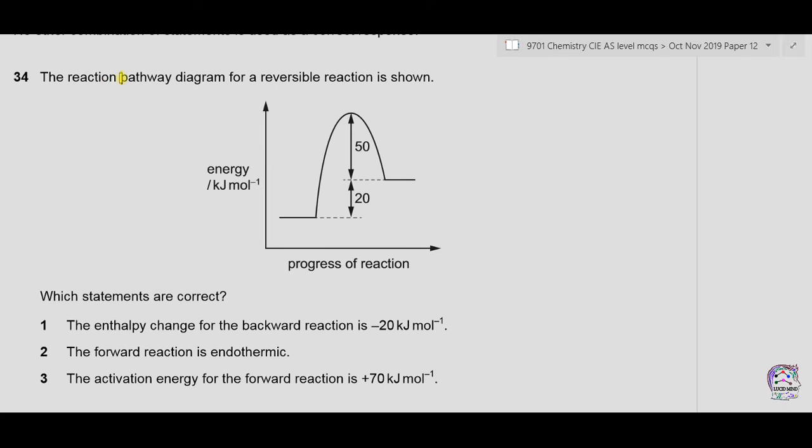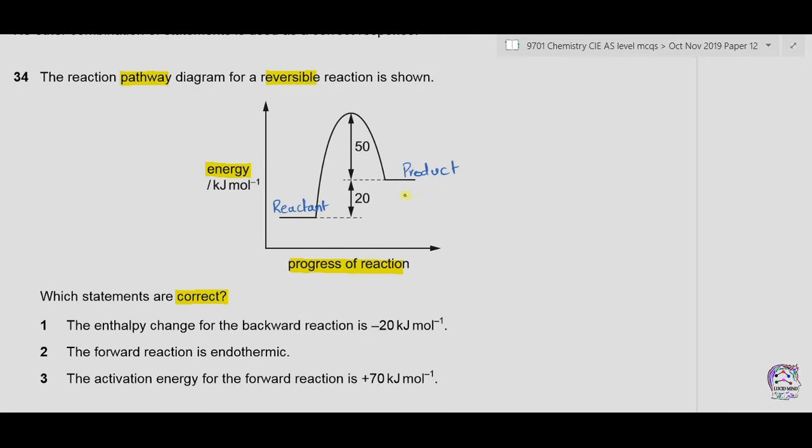Question 34. The reaction pathway diagram for a reversible reaction is shown. We have this diagram. On x-axis we have the progress of reaction and on y-axis we have energy in kilojoules per mole. Which statements are correct? 1. The enthalpy change for the backward reaction is negative 20 kilojoules per mole. As we can see, this is the product and this is the reactant.